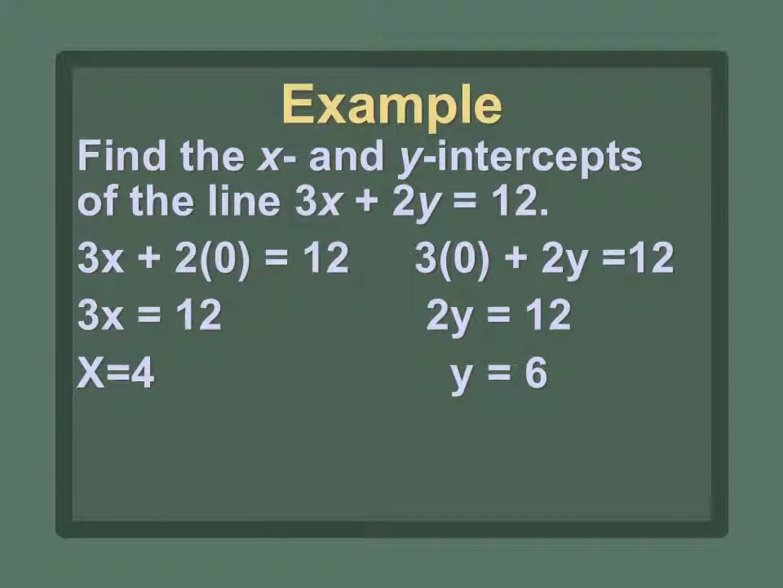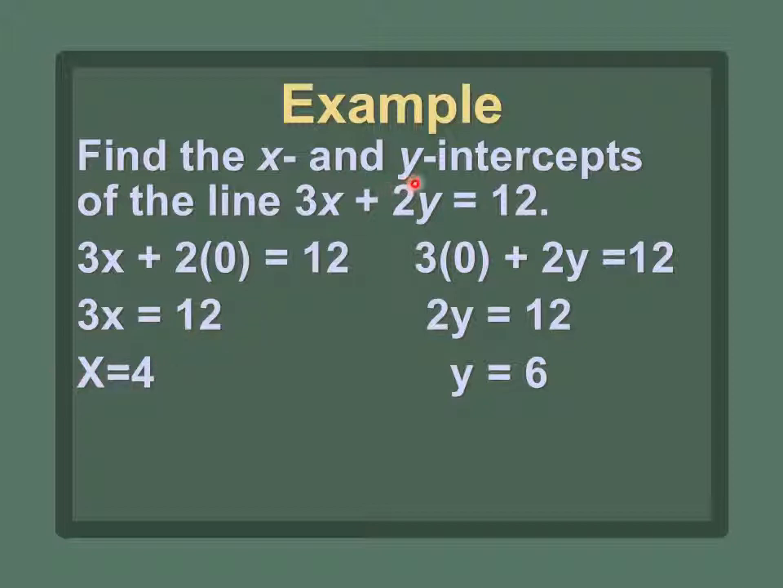So let's say we need to find the x and y intercepts of the line 3x plus 2y equals 12. When we find our x-intercept, we want to let y be 0. So instead of saying 2y, we're going to say 2 times 0. Well, 2 times 0 is just 0, so we get 3x equals 12, so x equals 4.